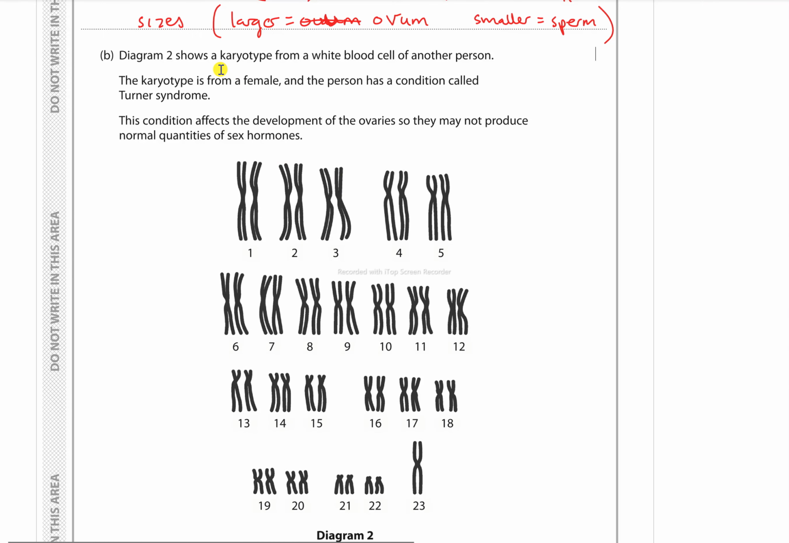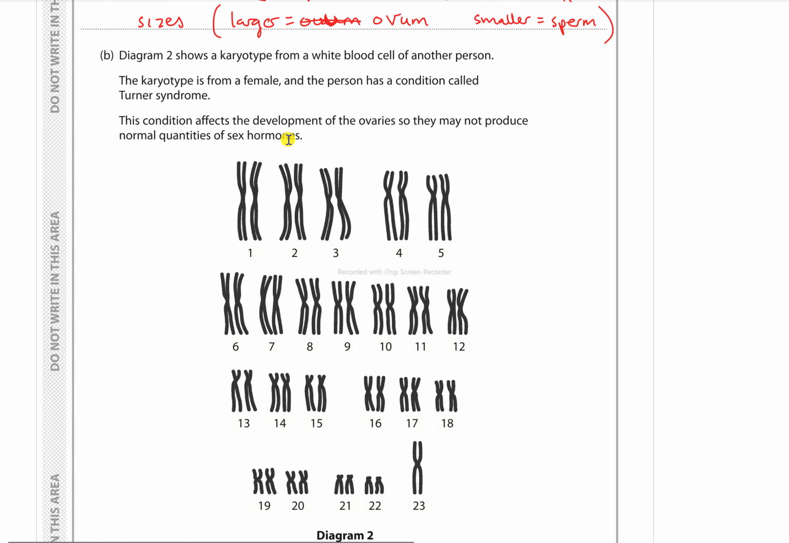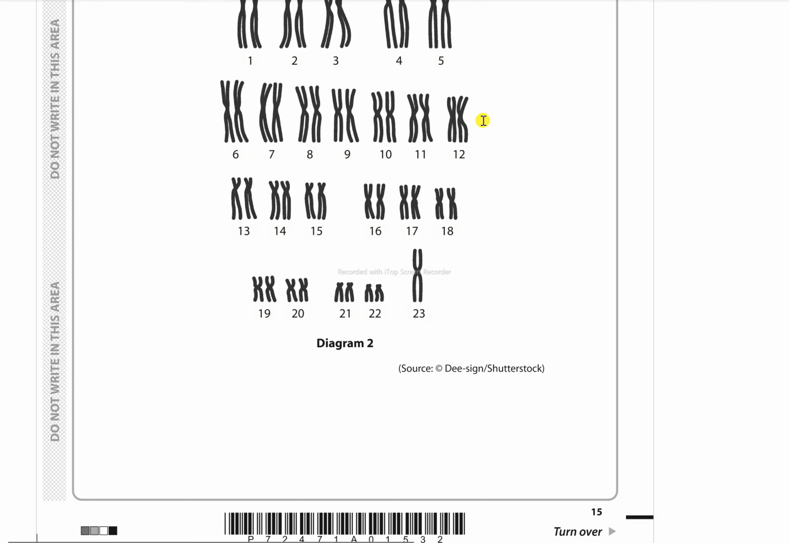So you've got another chromosome set. It's from a female. It's a condition that they've called Turner syndrome. Right. The condition affects the development of ovaries, so they may not produce normal quantities of sex hormones. So if you look, there's a chromosome missing here. There's one missing.